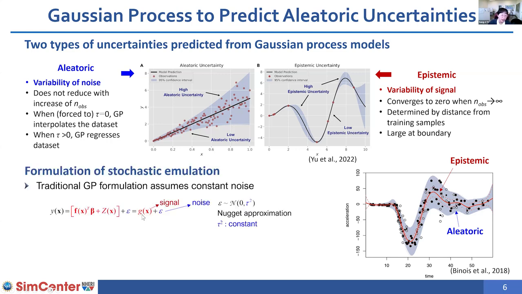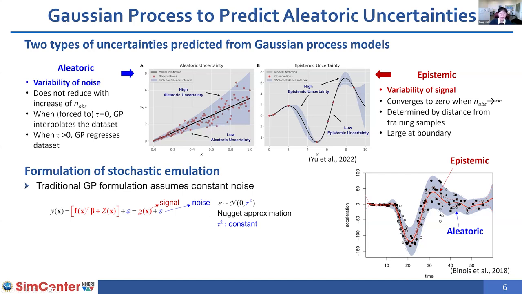And as a result, our GP formulation also has two different components. First is the signal part, and second is the noise part. The type of variability that I was explaining before is really related to this noise component. Especially, we are interested in the level of variance that it predicts. In the traditional GP formulation, they use a constant variable tau to represent the level of variability in your data set across the entire domain.